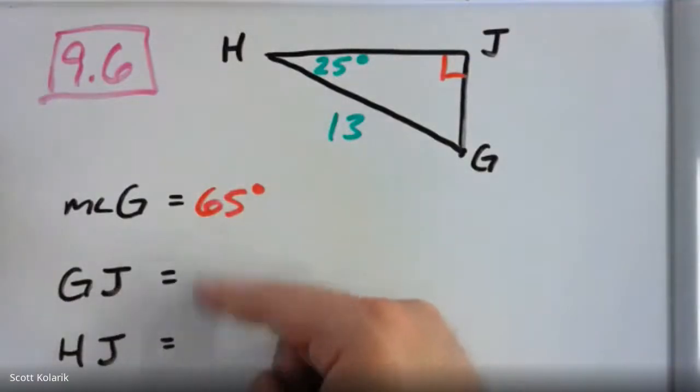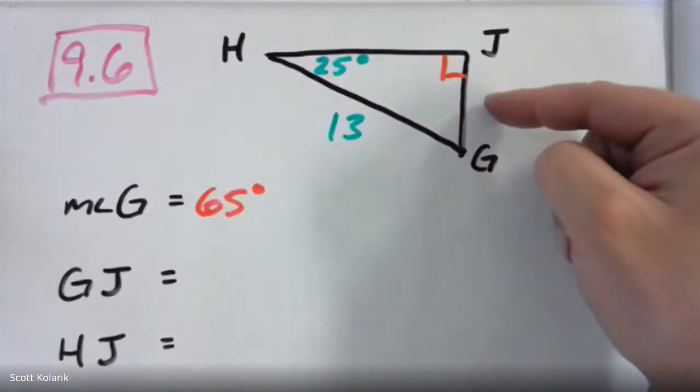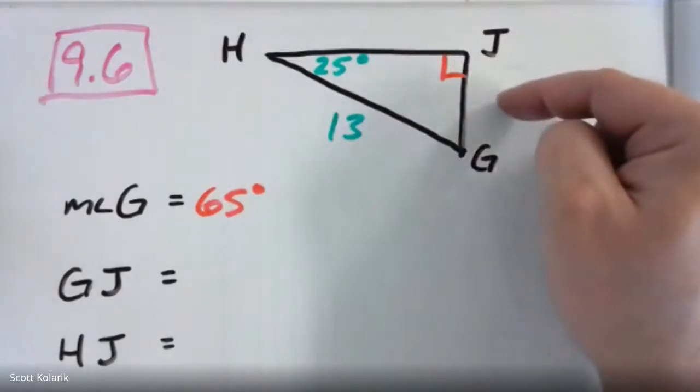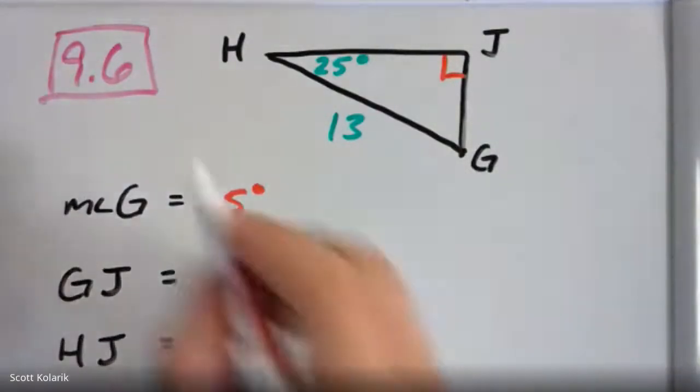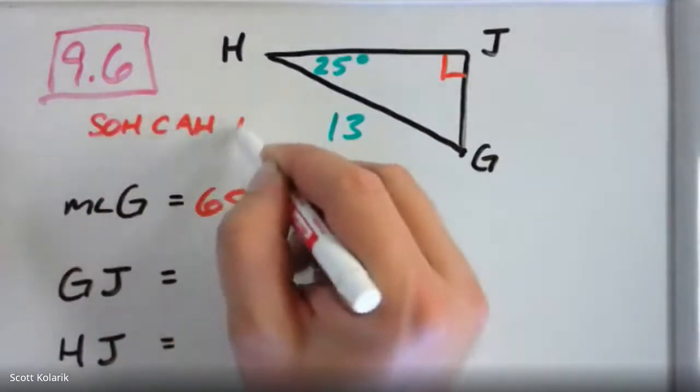It actually does not matter which one I start with. Let's go ahead and start with GJ, this side. Here's where I'm going to have to use trig. I know I have to use trig because I can't use Pythagorean Theorem yet. I have 2 unknown side lengths. That's not enough information for me to use Pythagorean Theorem. So I'm going to have to use trig, meaning I'm going to need this mnemonic. SOHCAHTOA comes in really handy.